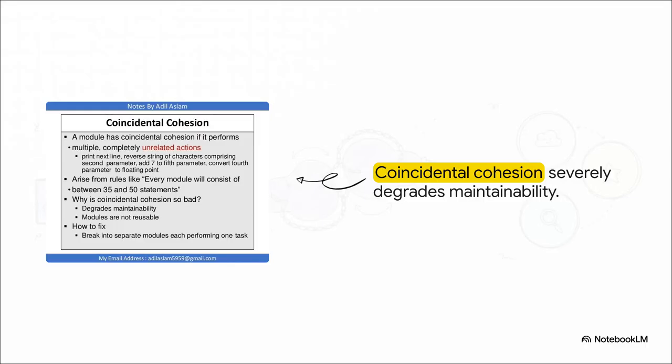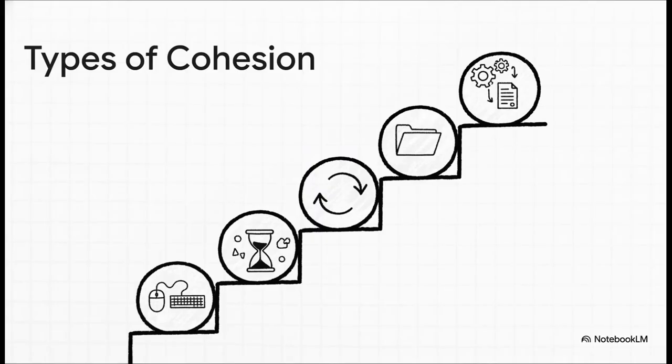To see why this is such a nightmare for maintainability, imagine one single module that prints a line of text, reverses a string, and then calculates some complex floating point math all at once. Because it's doing totally unrelated actions, it degrades maintainability and virtually guarantees you can never reuse it anywhere else in the system.